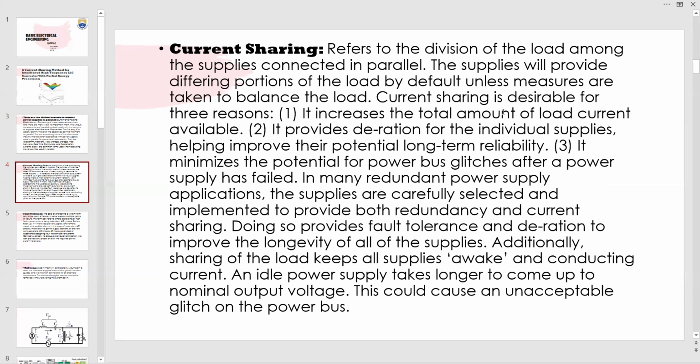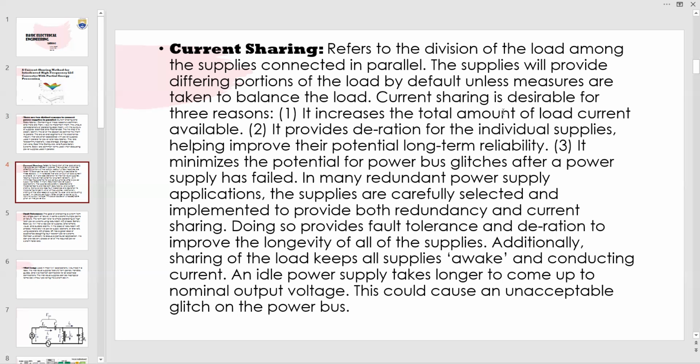Current sharing refers to the division of the load among the supplies connected in parallel. The supplies will provide differing portions of the load by default unless measures are taken to balance the load. Current sharing is desirable for three reasons. It increases the total amount of load current available. It provides derating for the individual supplies, helping improve their potential long-term reliability. It minimizes the potential for power bus glitches after a power supply has failed.